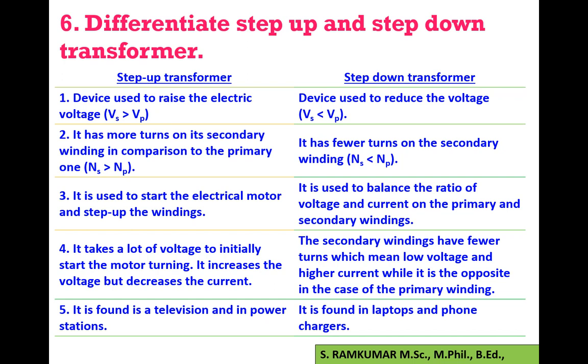Fourth point, step-up transformer. It takes a lot of voltage to initially start the motor turning. It increases the voltage but decreases the current. Fourth point, step-down transformer. The secondary windings have fewer turns, which means low voltage and higher current, while it is the opposite in the case of the primary winding.